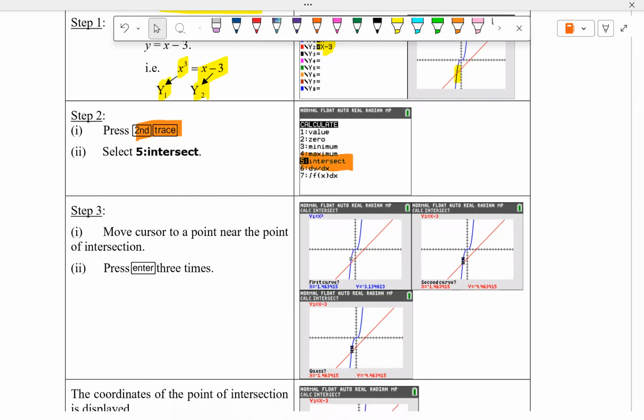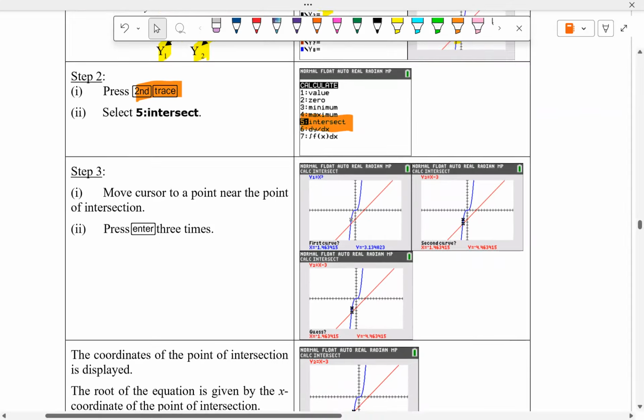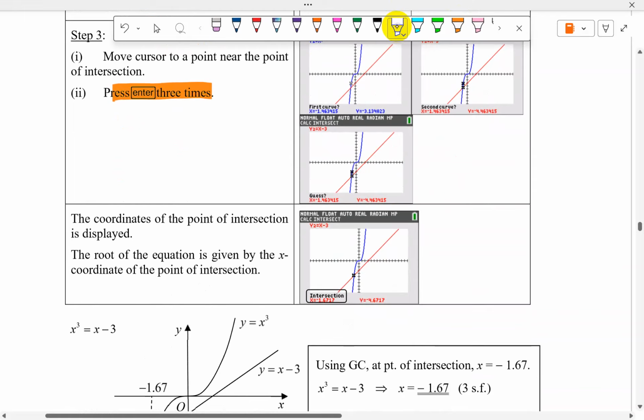Okay, the guessing part, since there's only one point of intersection, you can immediately press enter. If there are more than one point of intersection, that's where you need to move your cursor nearer to the point that you want. So over here at this step, we are just going to press enter 3 times, and the GC will tell me the intersection is at negative 1.67.